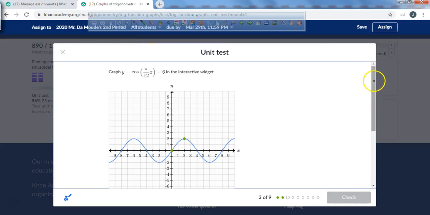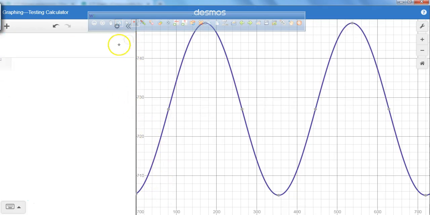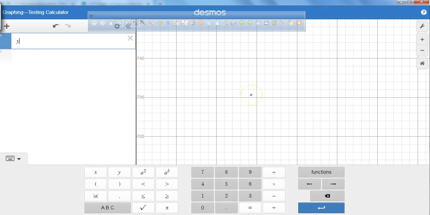Now, on this one it says we're going to use the interactive widget over here. We're going to write this graph, and right now we're just going to use Desmos. Clear this out. Just type in y equals, type in cosine, open up parentheses. Let's take a look at it real quick.